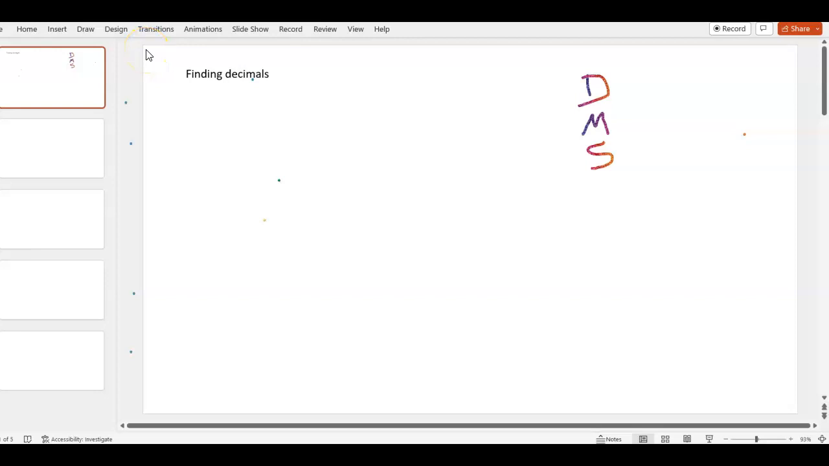Hello, Evie. Today we're going to be converting fractions into decimals. All right, so we're going to have to divide in order to do that. So let's just say we have the fraction 3 over 5, 3/5.